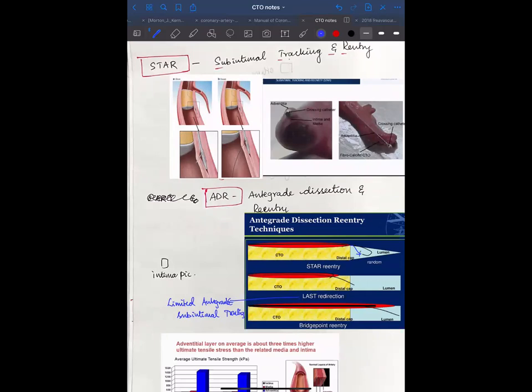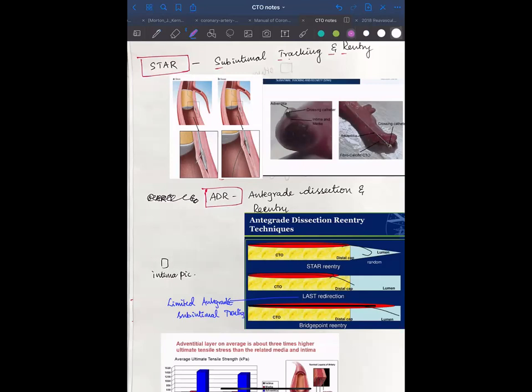But in LAST, we don't wait for it all the way to come into this. We actually have a blind entry into the lumen. And so as one can understand, this has a lesser success rate than STAR. So nowadays, nobody performs this other than when you are very sure, or if you have an IVUS guided procedure going on.